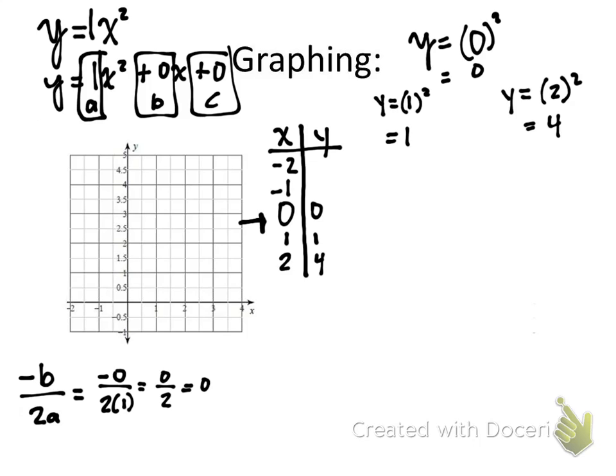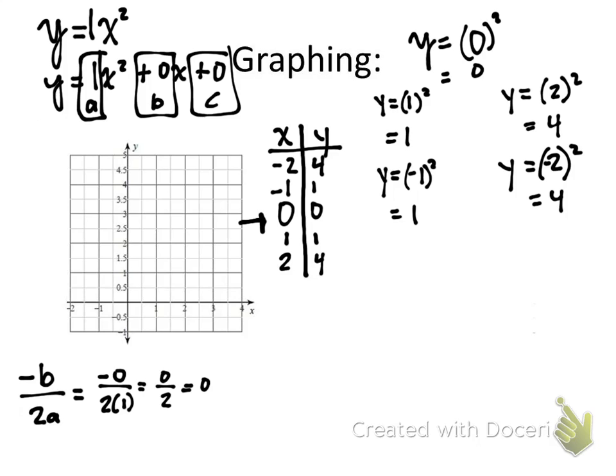Okay. Looking at negative 1 now. y is equal to negative 1 squared. Negative 1 squared is 1, so we know it's going to be 1 here. y is equal to negative 2 squared, and our answer is going to be 4. So as you can see, we've solved for our y's.